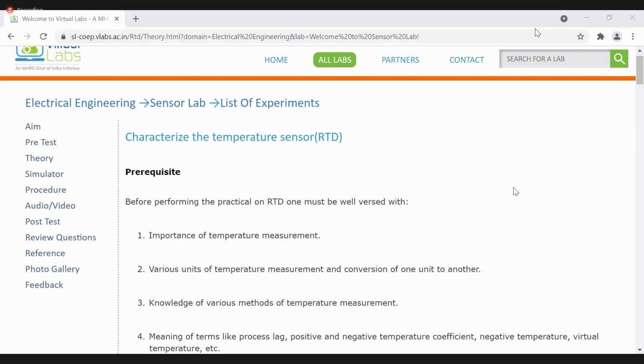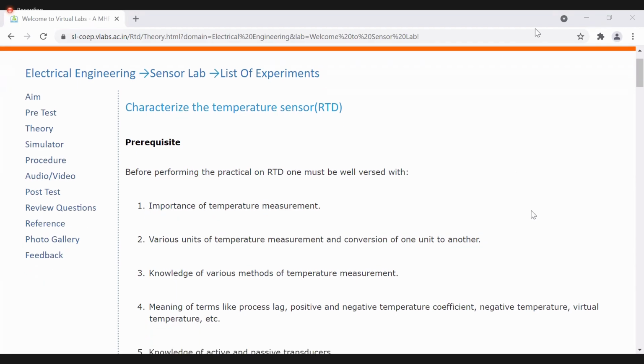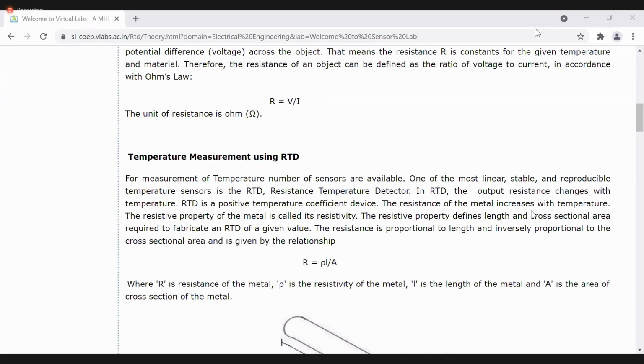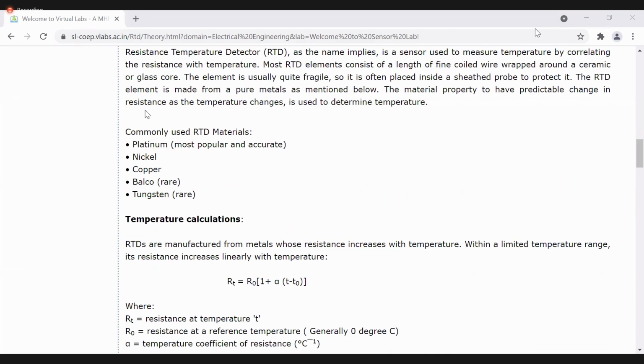And third question, what are the materials we can use inside of the RTD? Sir, it could be copper, nickel, tungsten, platinum, sir. And barcode. Yes, sir. Very good, Nihal. Thank you. Switch off your mic.